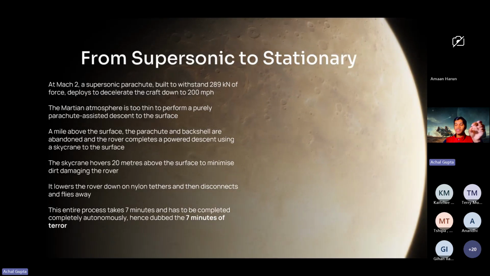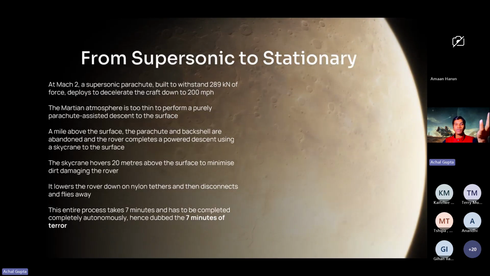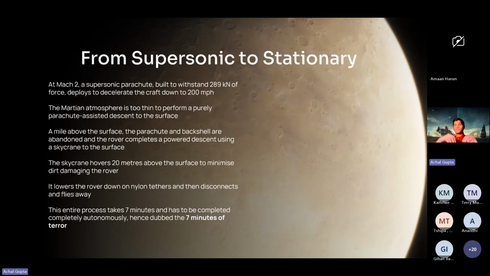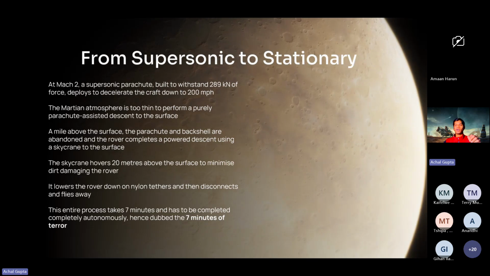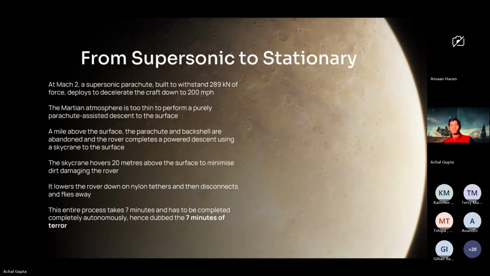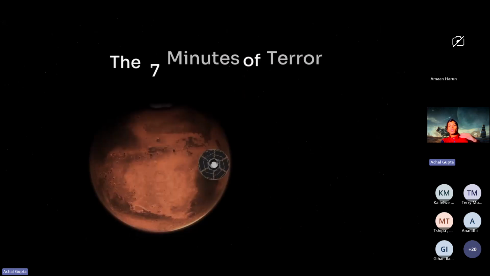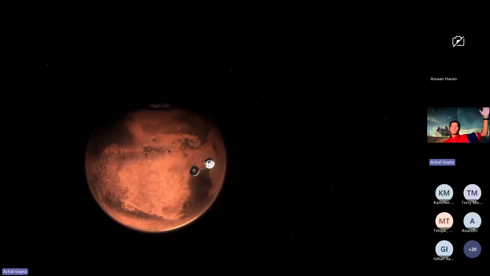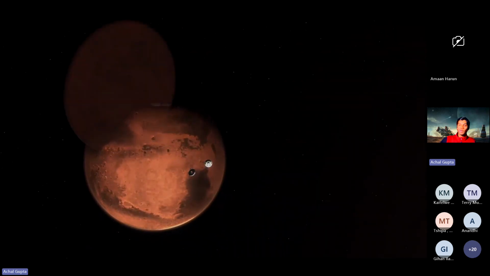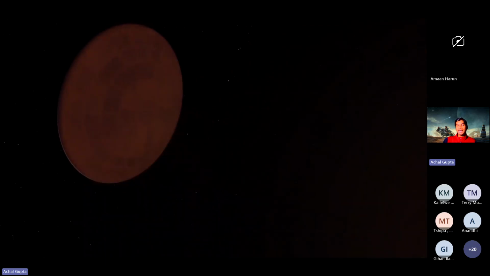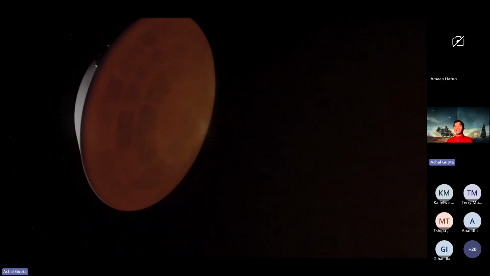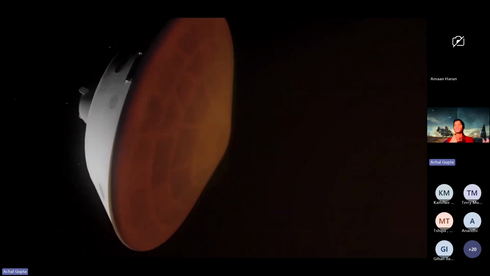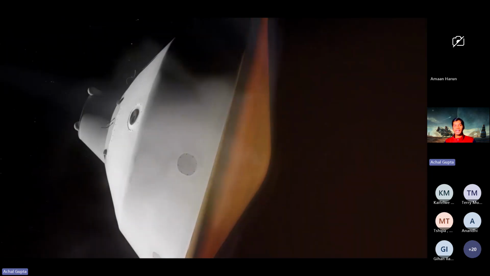Now, the way this is done is after the parachute slows you down further, you're going to separate your back shell. You're going to take a look at the surface. The rover is going to image the surface. And then from there, it's going to perform a powered descent on what is called a sky crane. And this is what it looks like. It's called the 7 minutes of terror because the entire process from the 125 kilometer mark at the start of the atmosphere all the way to touchdown on Mars takes 7 minutes, and it is fully autonomous because the speed of light is finite, so we can't really do it live.